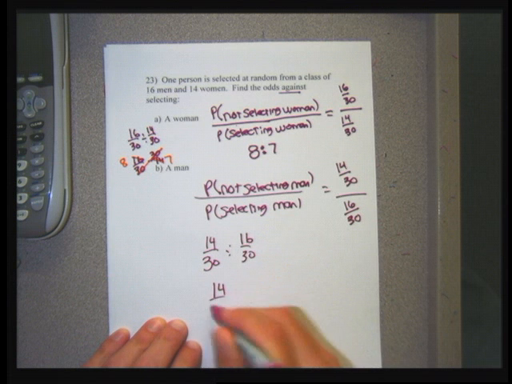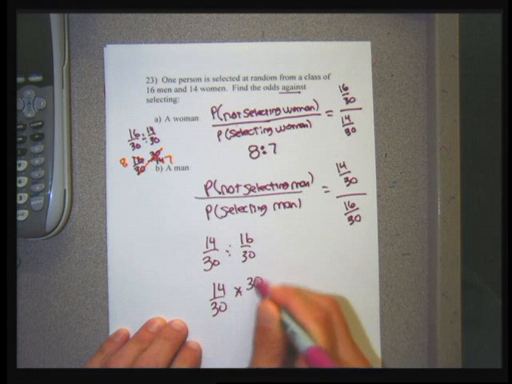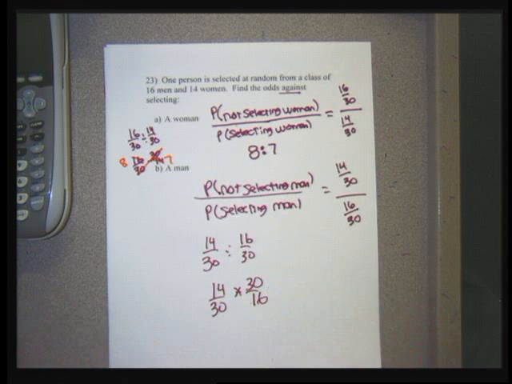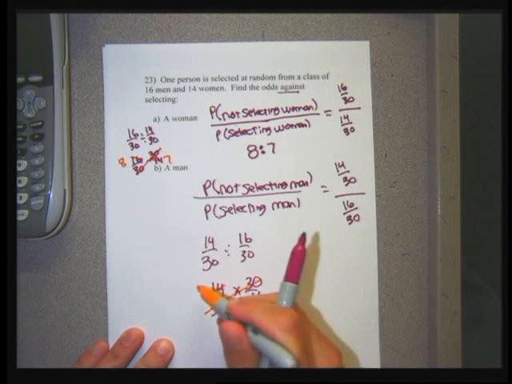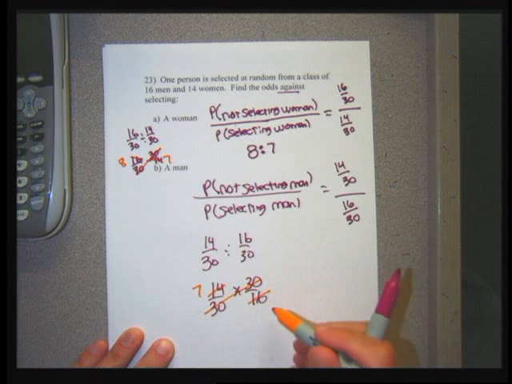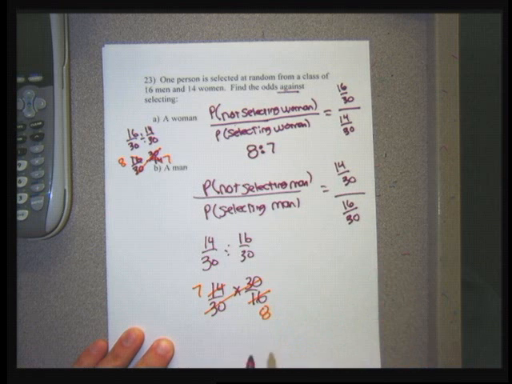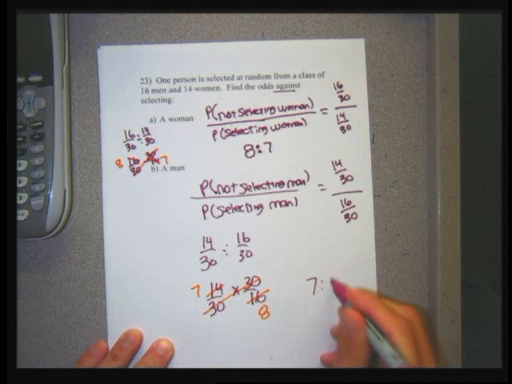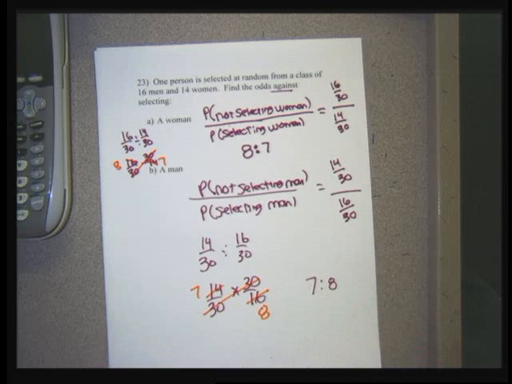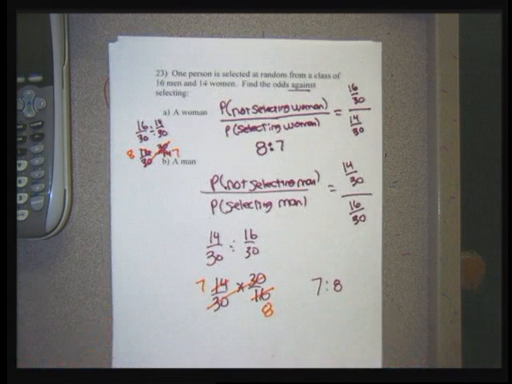Flip and multiply. This is 14 over 30 times 30 over 16. The 30s cancel. I reduce the 14 by 2 to 7, the 16 by 2 to 8. I get the fraction 7/8, and I'm going to write 7 colon 8 as the odds against selecting a man, which would be the same as the odds in favor of selecting a woman, but we won't get that tricky.